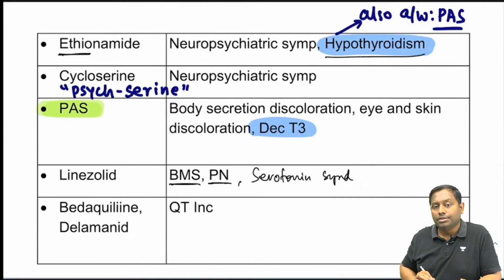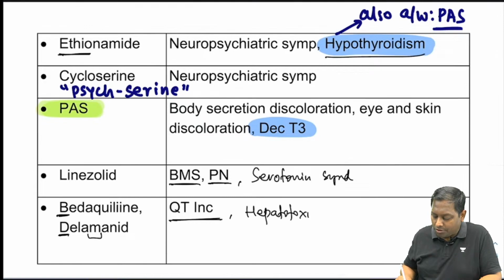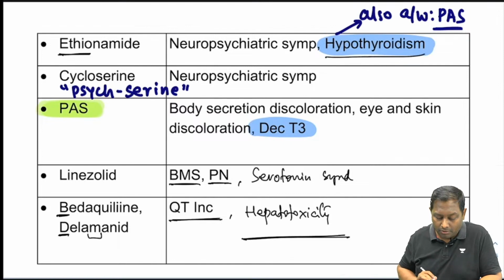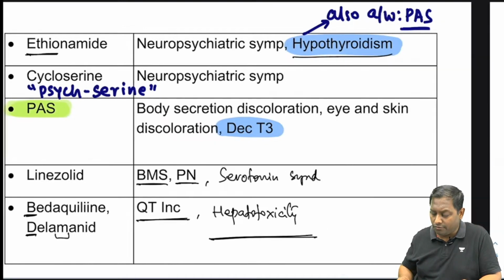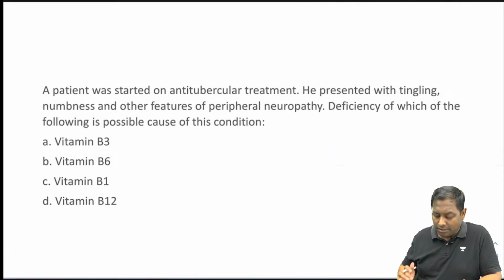Bedaquiline is an ATP synthase inhibitor, and delamanid is a mycolic acid synthase inhibitor. They both are known to cause QT prolongation, and they can even lead to hepatotoxicity, right? They also can cause hepatotoxicity and electrolyte imbalance as well. Okay, so I hope all of you can grab most of the important questions from these areas that have been asked. Let us do a couple of questions.